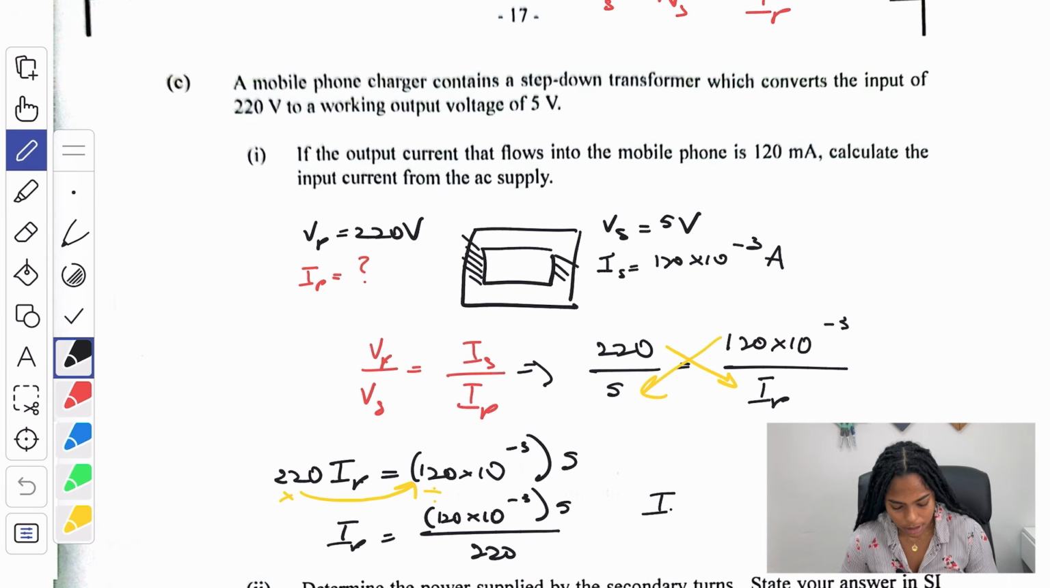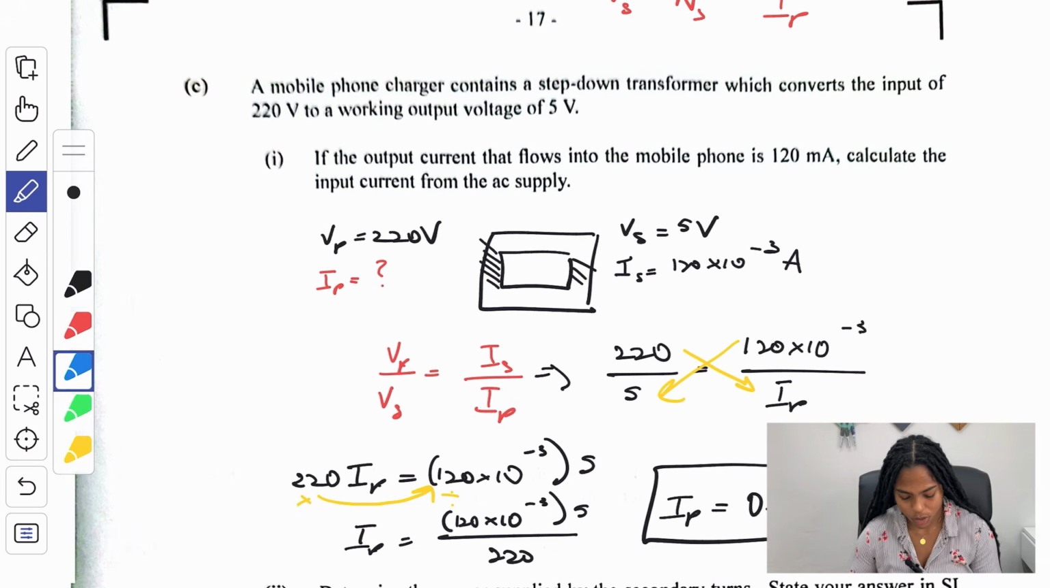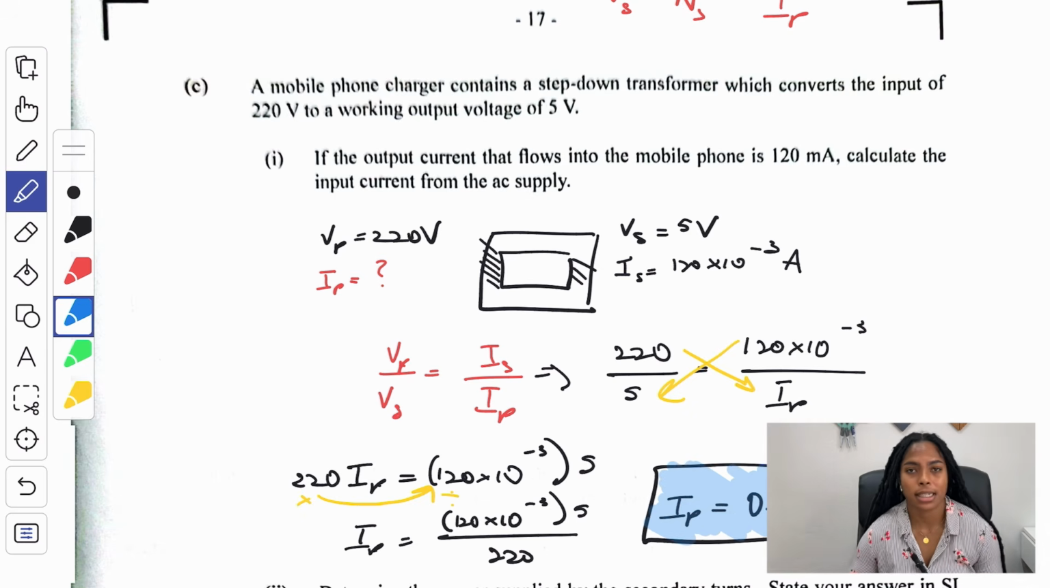Now when I put that into my calculator, I get a current of 0.00273 amps. Now I'm just leaving it in amps. We could also convert it to milliamps or express it in standard form. I'm taking the lazy way out, but I mean, it's still correct. They didn't explicitly ask us to express it in any other way.